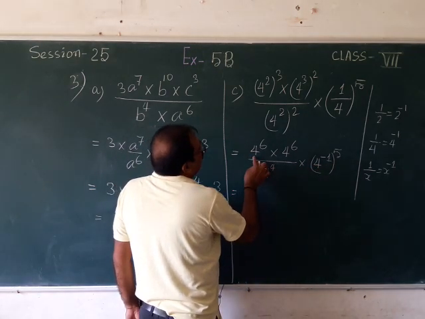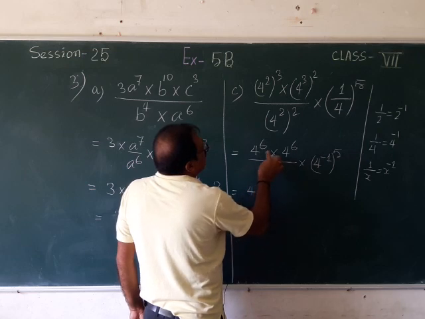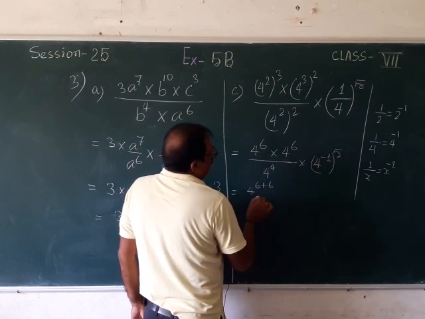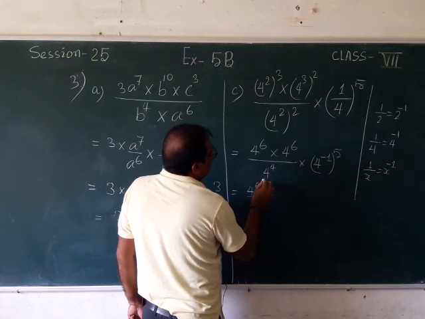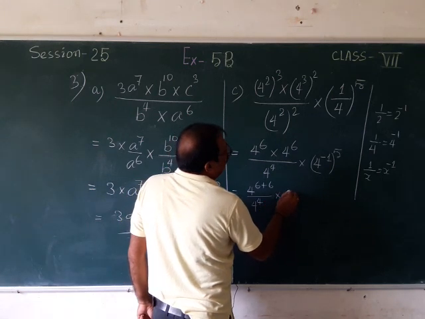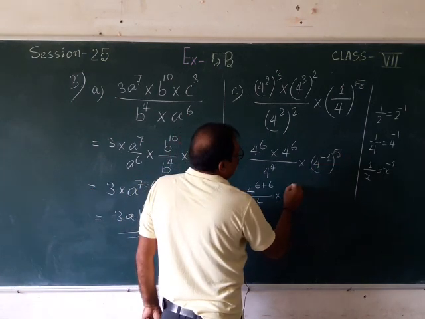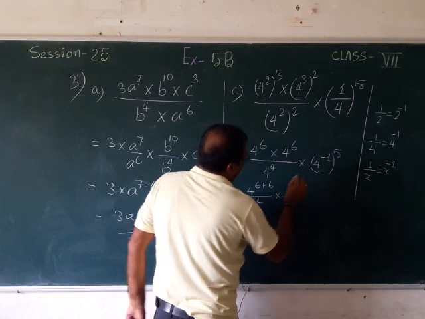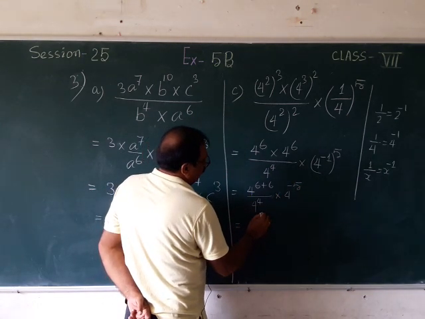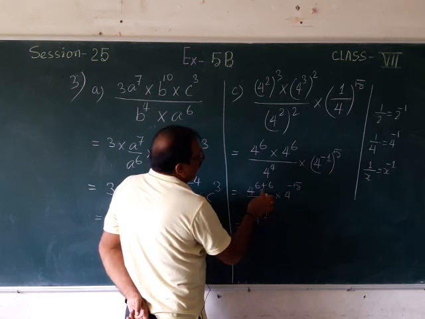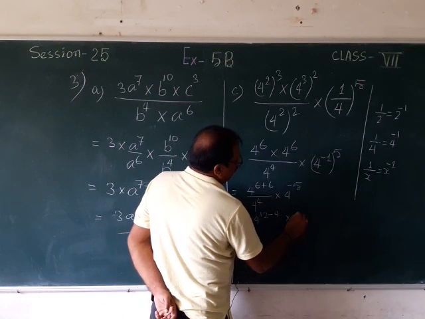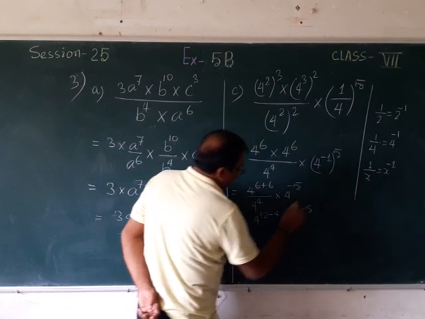Then further here 4 to the power 6 plus 6 I can write here 12, or if you are feeling any problem then you can just write it like this, and here 4 to the power 4 and multiplied by 4 to the power minus 1 into 5 means minus 5. Now further you can write 4 to the power 12 minus 4 and multiplied by 4 to the power minus 5.